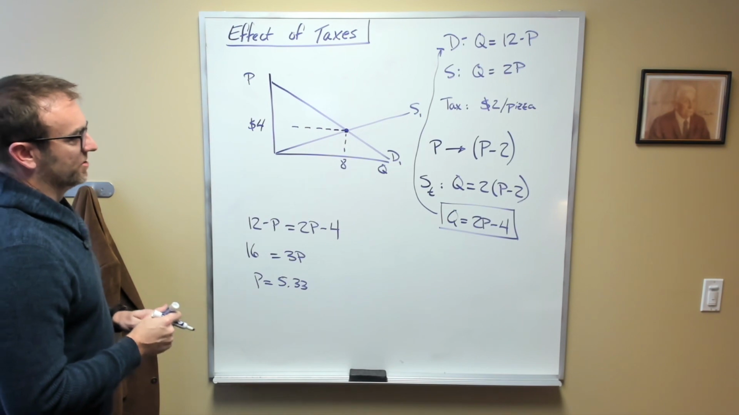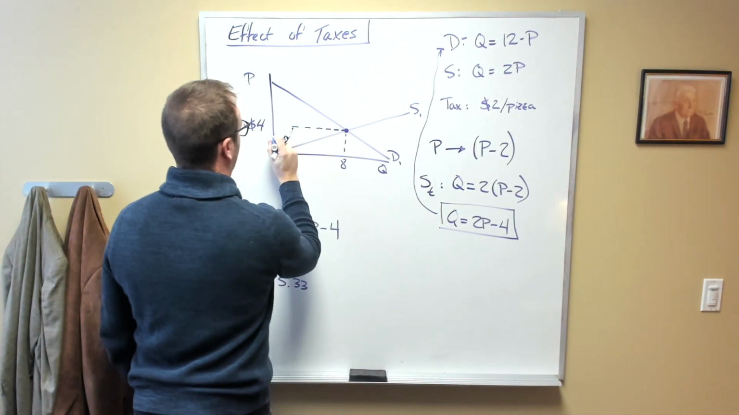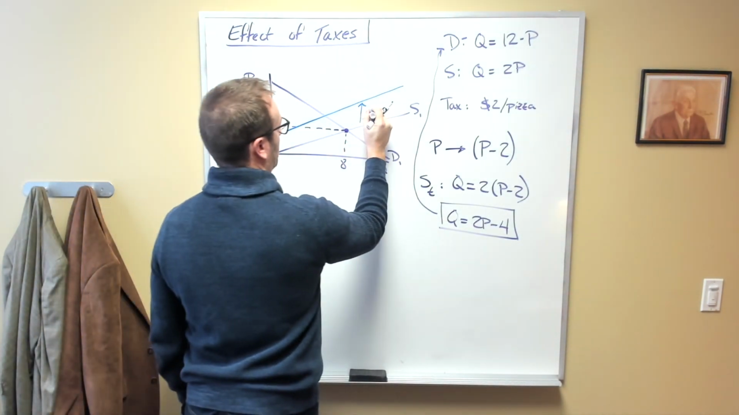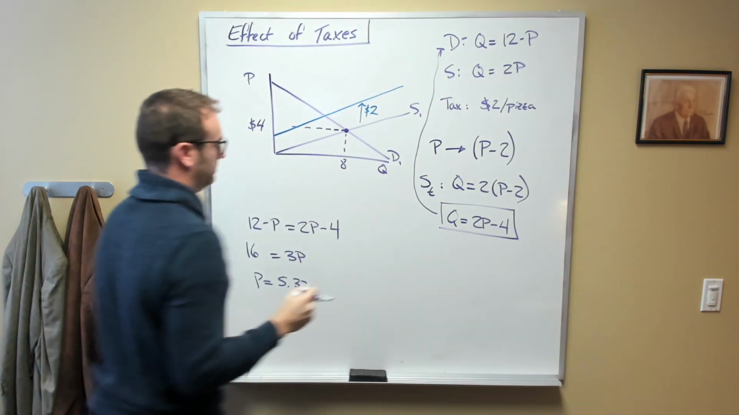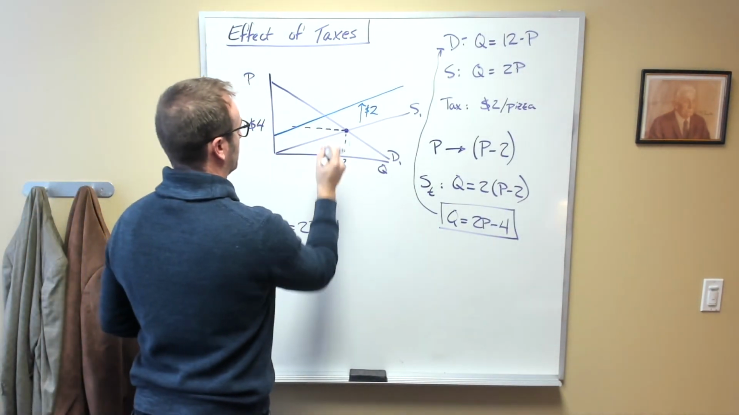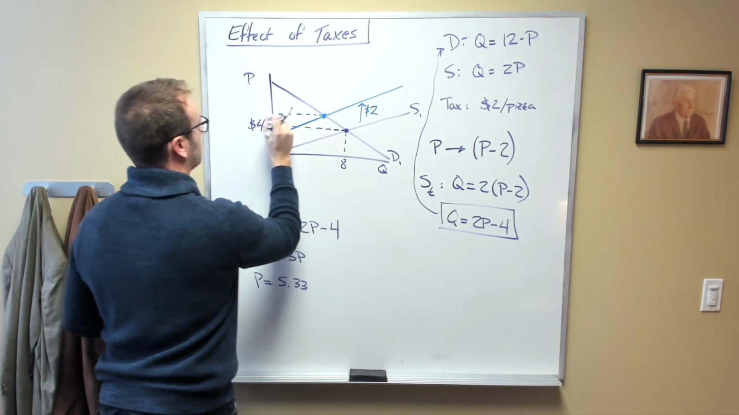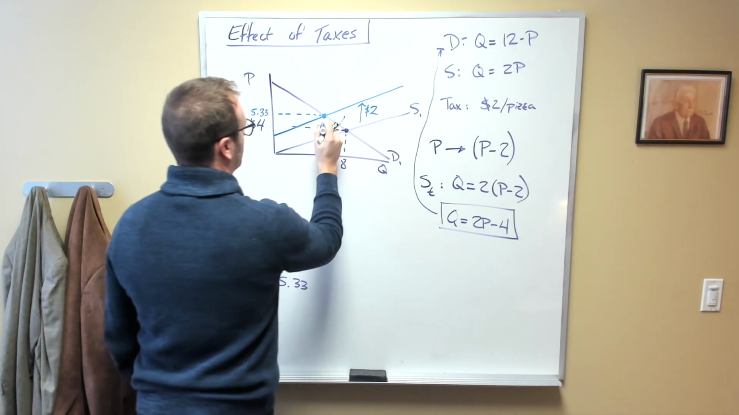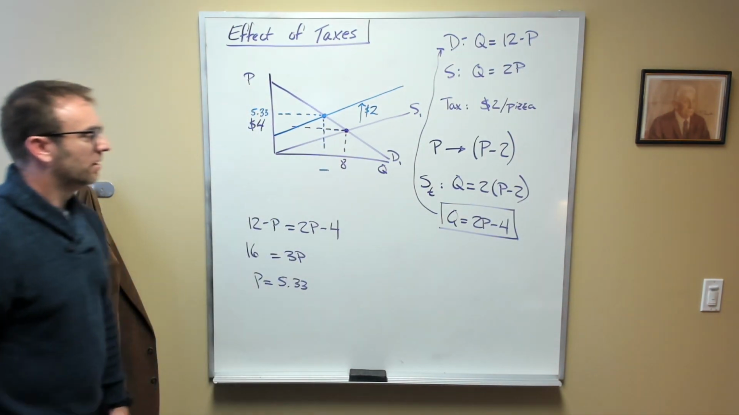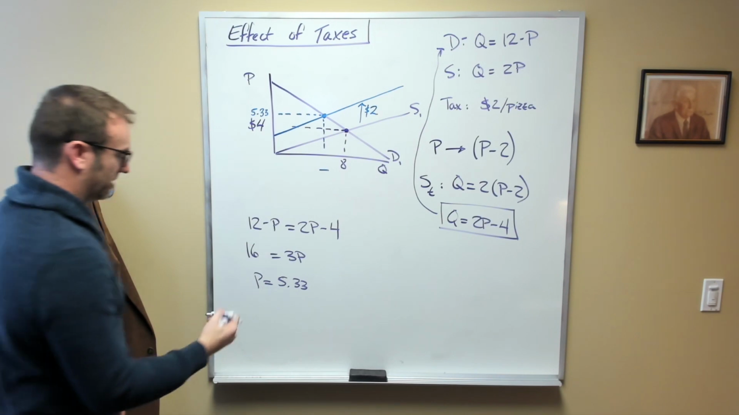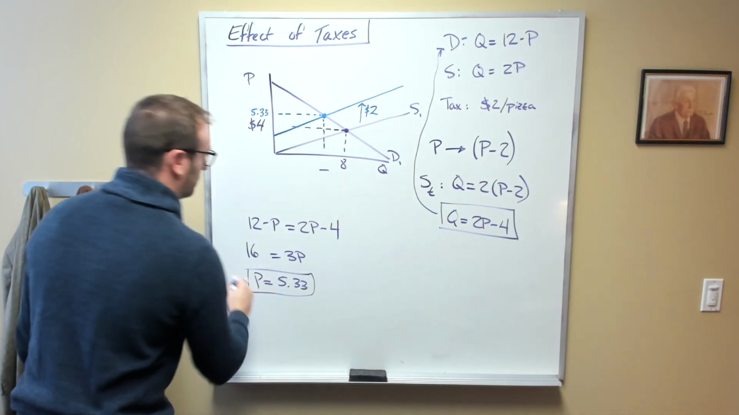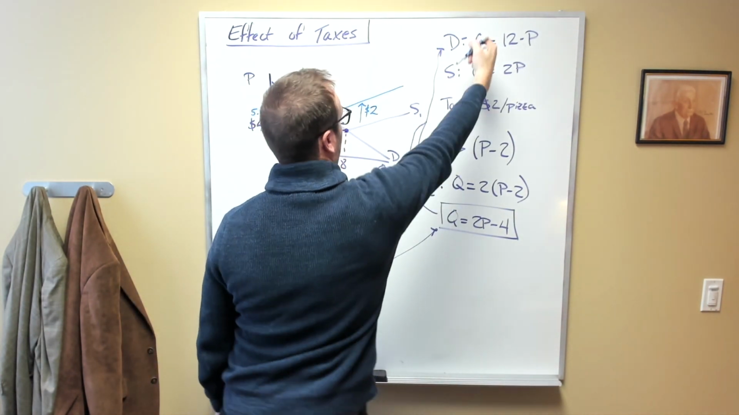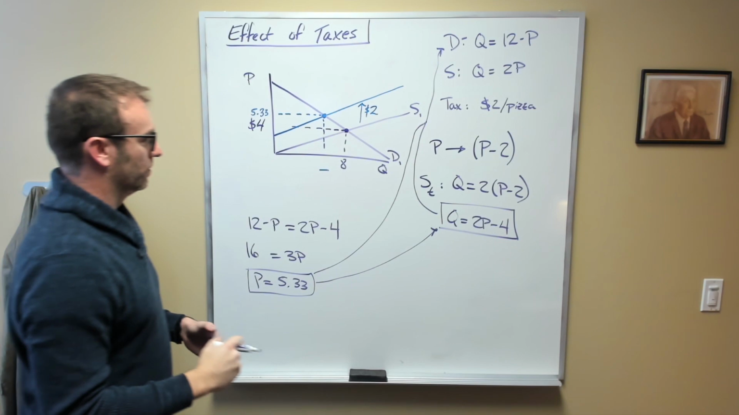Okay. Now, what does this look like graphically? Well, graphically, what we've done is we've actually shifted the supply curve up by the amount of the tax. Okay, so in this case, we've shifted it up by $2. Okay, and what we've done here is we've solved for this price here, 5.33. So now we want to know what this quantity is going to be. Okay, so what we can do is take this 5.33 and plug it into here, or plug it into our demand equation. And let's just do both of them real quick.